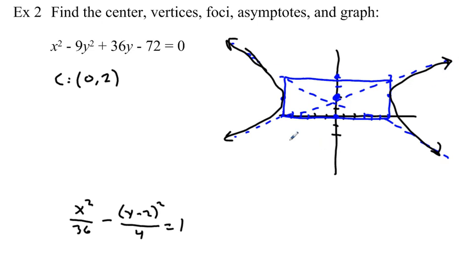Okay, now that our graph is done, let's find our other attributes. The vertices are these 2 points where our hyperbola touches that rectangle. And if I count on there, that is negative 6, comma 2 and positive 6, comma 2.